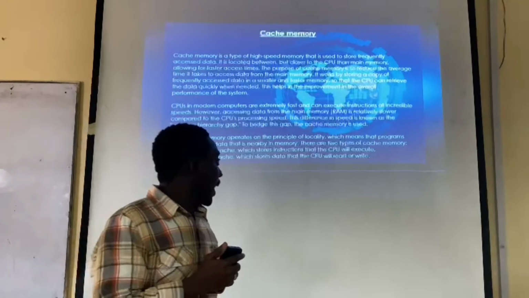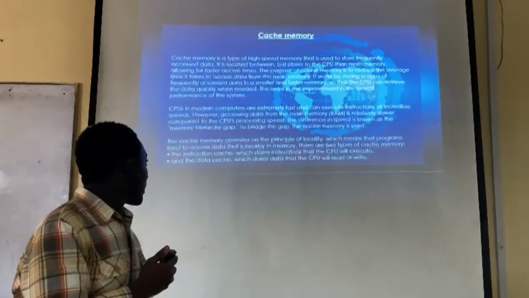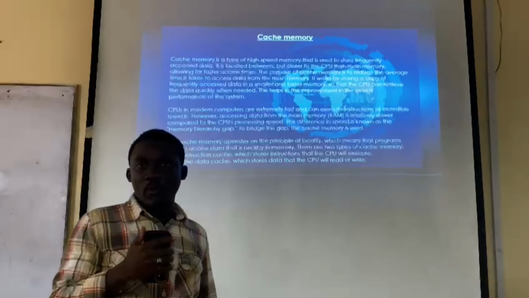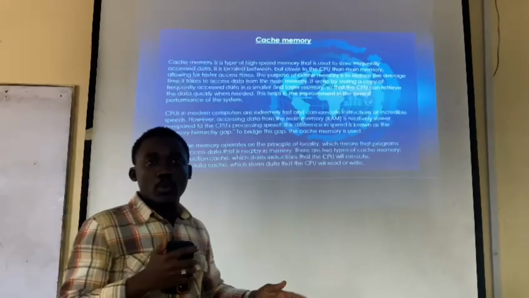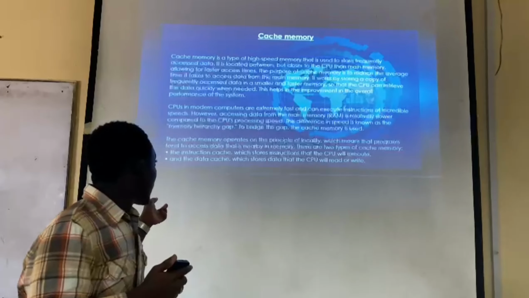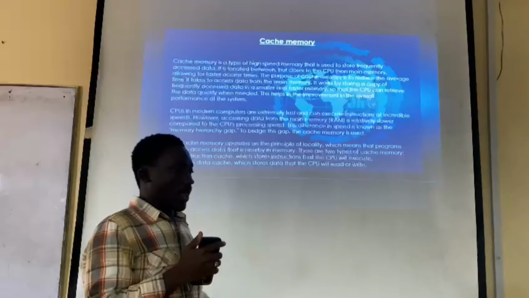There are two types of cache memory, which are the instruction cache and the data cache. The instruction cache stores the instructions that the CPU can execute. And the data cache stores the data of the CPU.